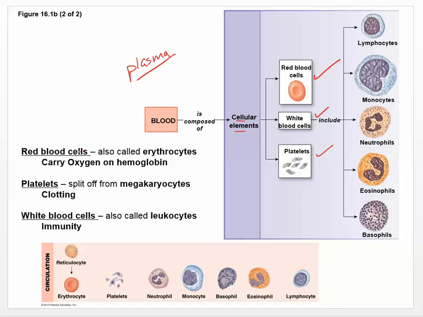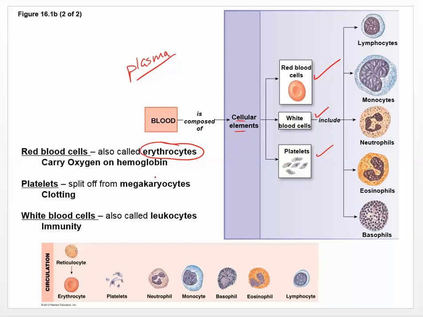So we can see that red blood cells are also called erythrocytes. Erythropoietin is the hormone that causes you to produce more red blood cells. EPO, you've heard about that, athletes will take synthetic forms of EPO, erythropoietin, to increase their red blood cells or increase their oxygen carrying capacity.